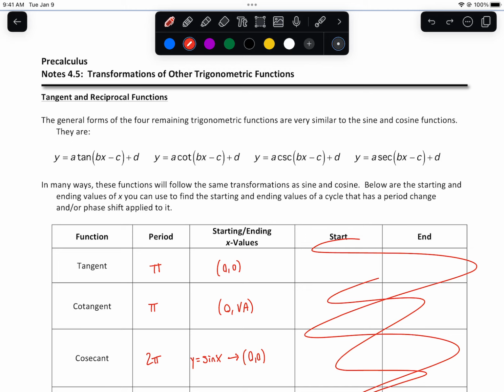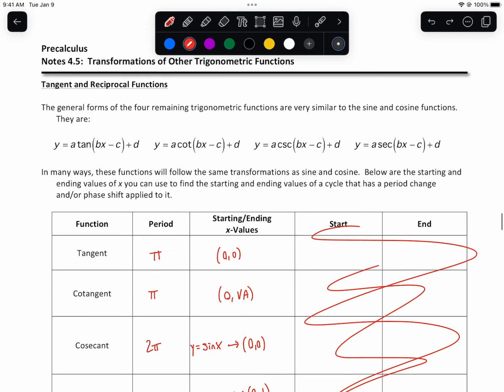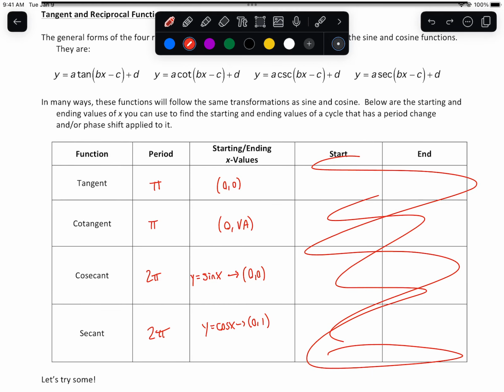All right, today we have 4.5. We're going to be transforming all of our other trig functions, so tangent, cotangent, cosecant, and secant. I'm going to teach it a little bit of a different way than the author of the notes intended here with these start and end points, so y'all can scratch those out. Big thing we need to know is how to start these graphs, because if we know our starting point, then we can shape everything else from there.